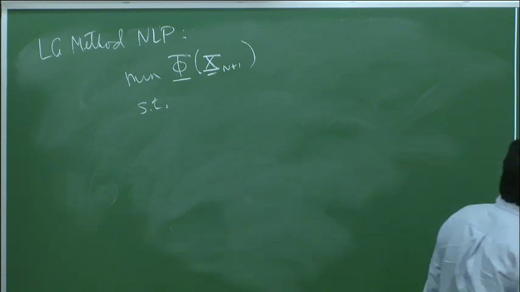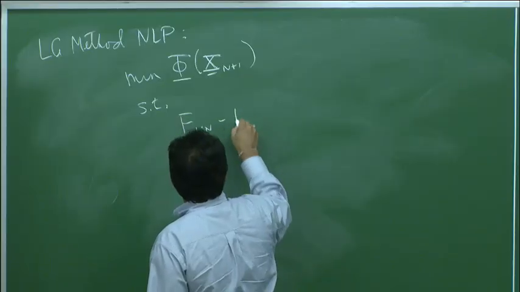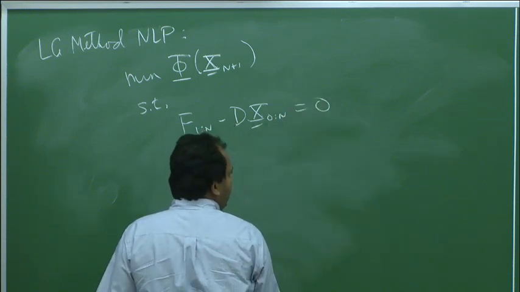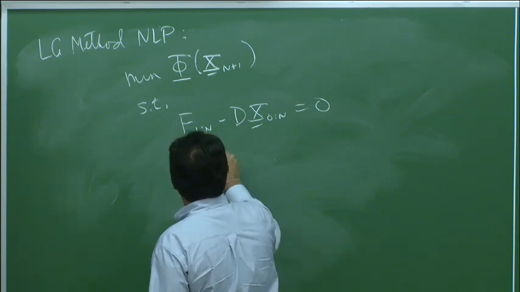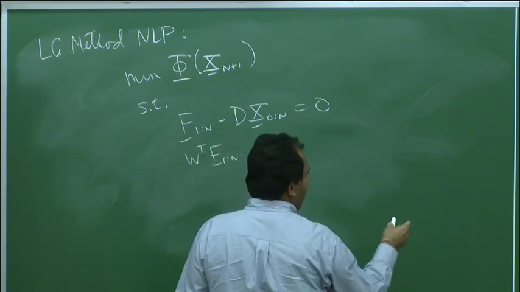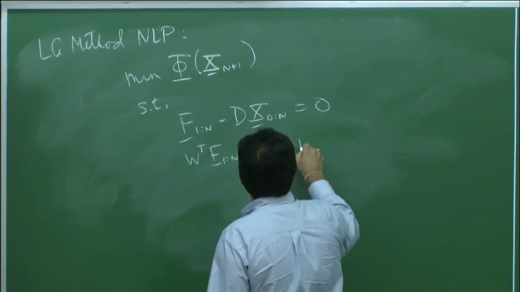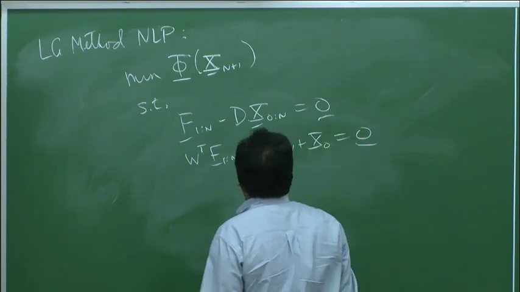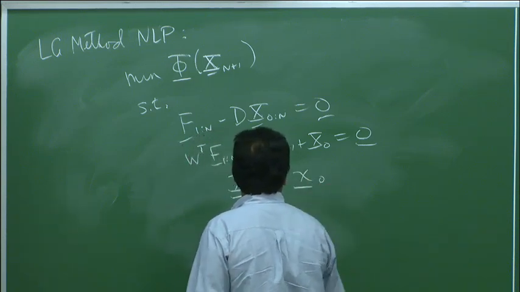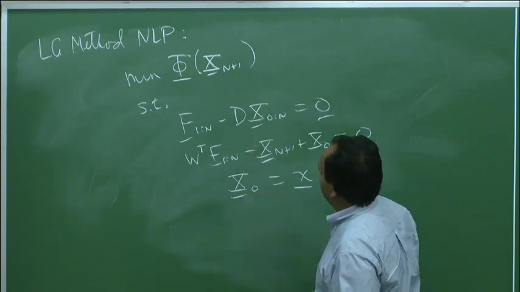You see that there are a bunch of constraints in here. That's the first set of constraints. I'm going to write it like this: f_(1:n) minus D x_(0 through n) equals 0. Then we get this other constraint, w transpose f_(1:n), where I'm just going to put everything on the other side, minus x_(n+1) plus x0 equals 0. We also have the constraint that x0 equals x naught, which is the given condition. So this is the NLP: I want to minimize that cost function subject to all of these constraints.